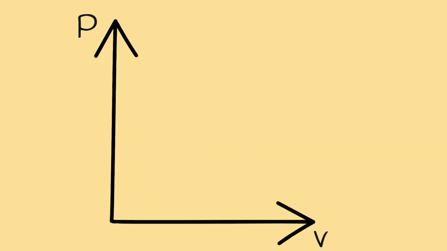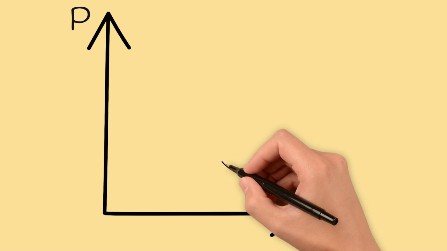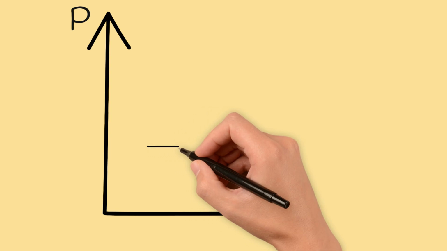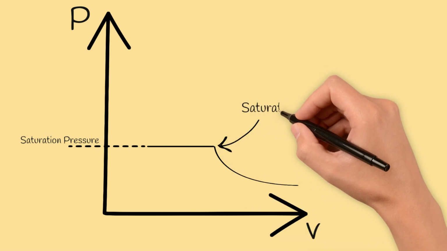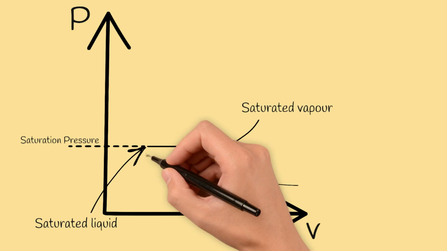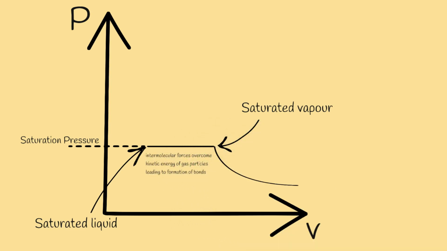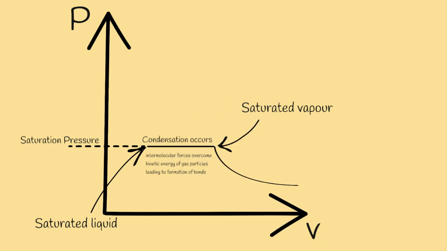So, if we now look at the formation of our isotherm, we notice that as pressure applied to the superheated vapor is increased, the specific volume is decreased until it reaches its saturation pressure. At this point, as mentioned before, the intermolecular forces are at dynamic equilibrium with the kinetic energy of the gas particles. So above this point, the intermolecular forces overcome the kinetic energy of the gas particles, resulting in the formation of bonds and ultimately condensation.